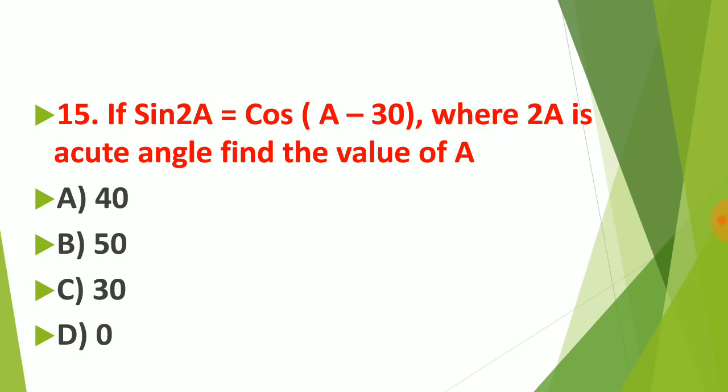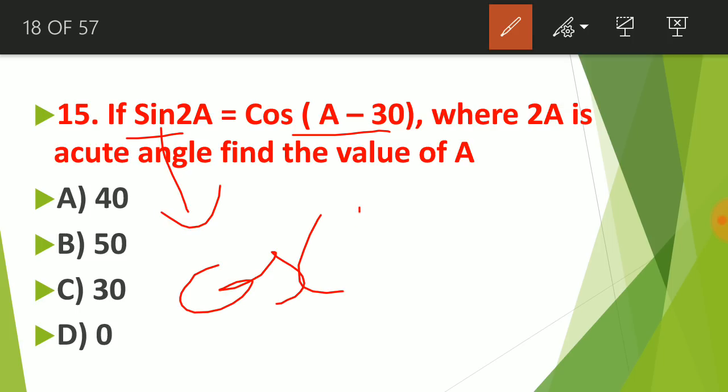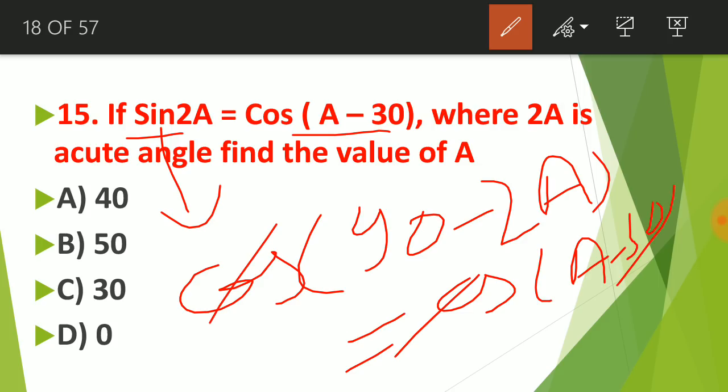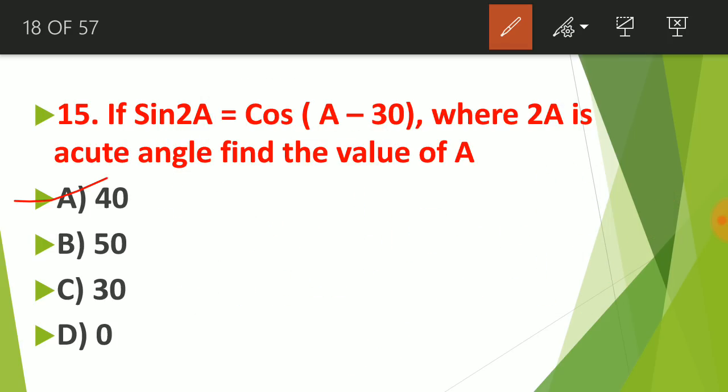Now let us see question number 15. Here sin 2a is equal to cos(a minus 30). We can write sin 2a as cos(90 minus 2a), and this is equal to cos(a minus 30). Now cos and cos will cancel. 90 and 30 will make 120. 120 is equal to 3a, which means a is equal to 40 degrees. A is equal to 40 degrees is option choice A. So this is the correct answer for question number 15.